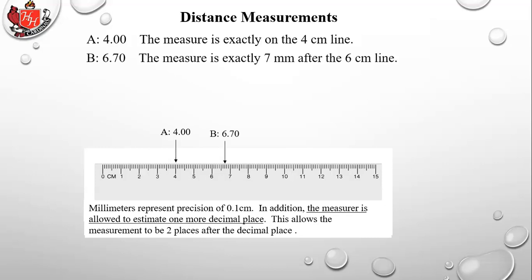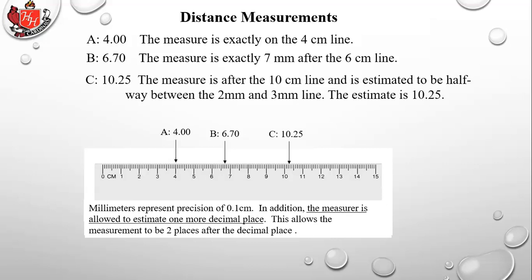Here's 6.7. You look at that and you think that arrow is pointing exactly to 6 plus 7 of the little tiny lines, the millimeters. So that's 6.7. Now if you think it's exactly on that 7th little line, then your estimate digit would be 0. So it would be 6.70. It has to be 2 places after the decimal.